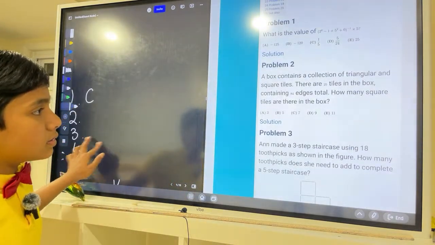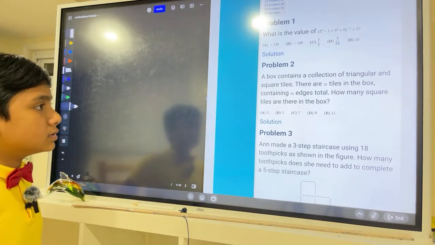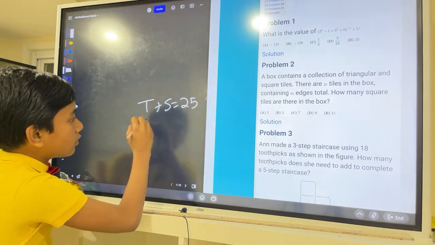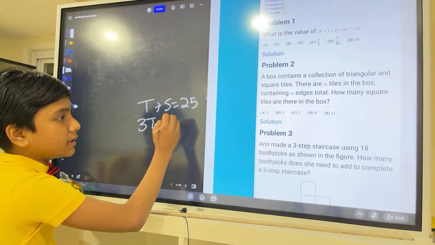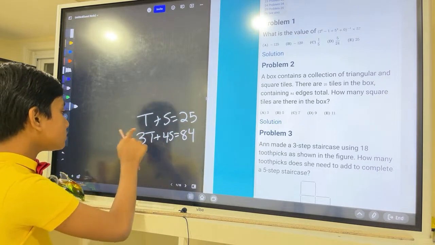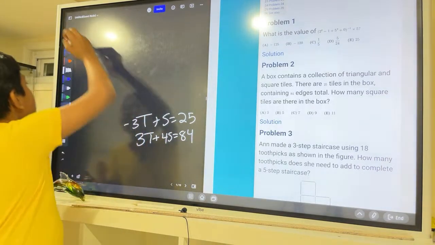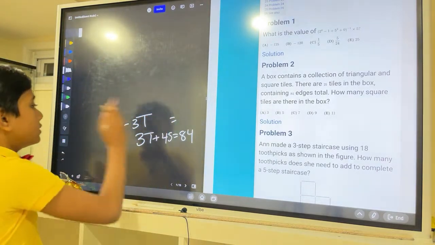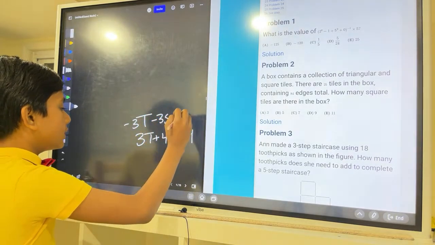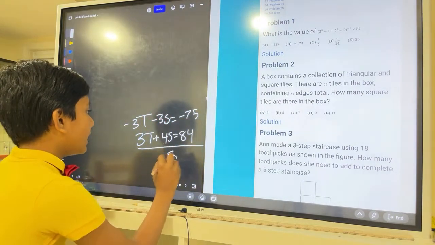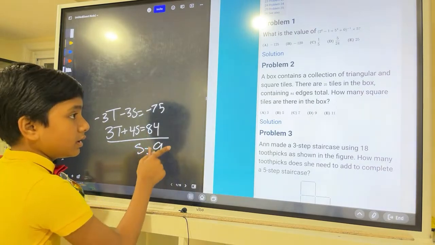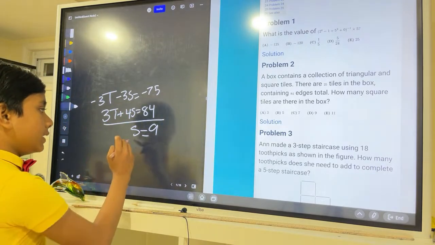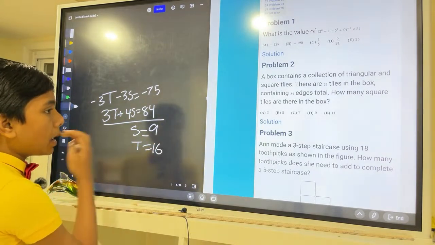Box contains, okay, containing 84 edges total. So try T plus S is 25, or 3T plus 4S is 84. So if I make this minus 3T minus 3S equals minus 75, then we get S is equal to 84 minus 75. So there are 9 squares, which would mean that there are 16 triangles. So D.